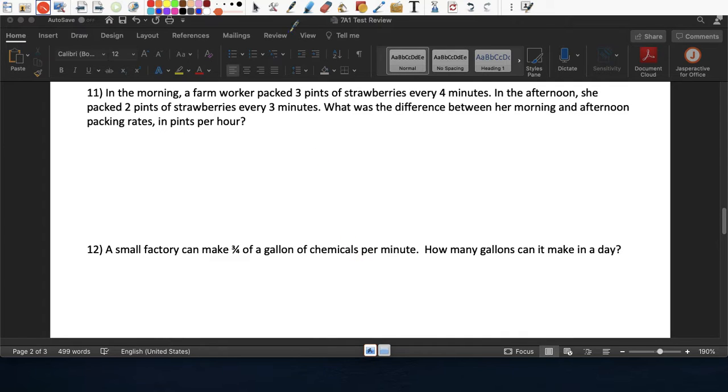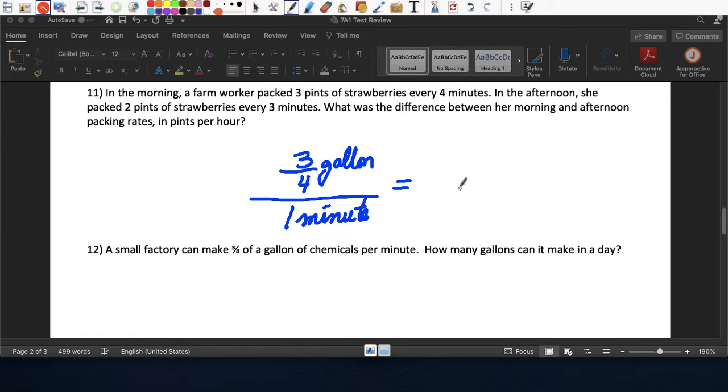Okay, so 12. A small factory can make 3/4 of a gallon of chemicals per minute. How many can it make in a day? Oh my god. Okay, so let me write that down. 3/4 gallon of the chemical in 1 minute. So we're going to change this. They're asking us how much in 1 day.